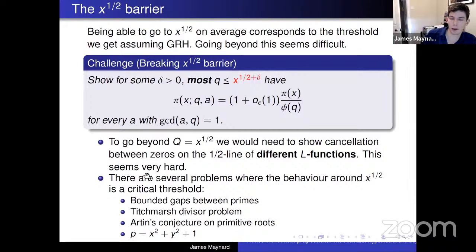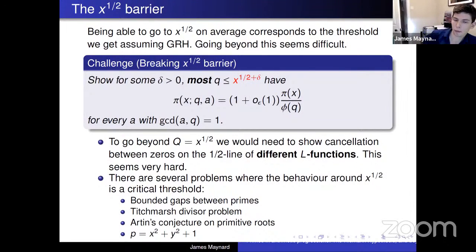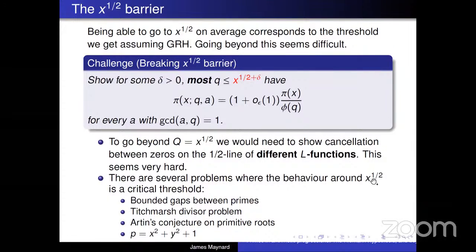Similarly, Artin made a famous conjecture that for any fixed number a which is a non-square, a is a primitive root modulo p for infinitely many primes p. And Hooley was able to prove Artin's conjecture if he assumed the generalized Riemann hypothesis. But again, the key critical threshold here is a question about primes in arithmetic progressions, where the modulus is around the square root of the size of the primes.